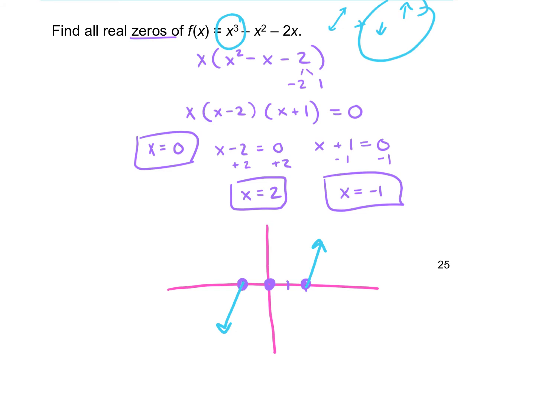In between, we're only going to cross at these purple points. So we just cross the x-axis at those points and just connect the dots. And that's our graph.